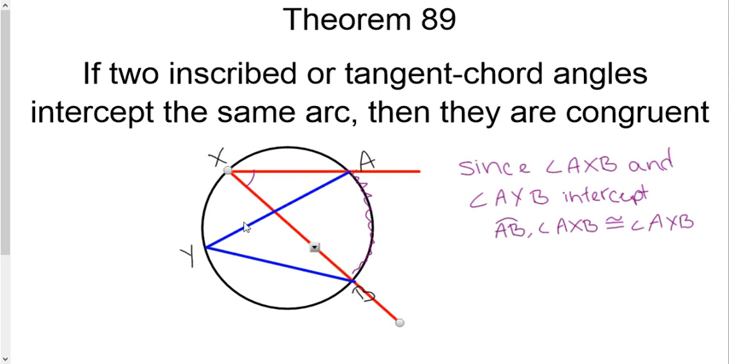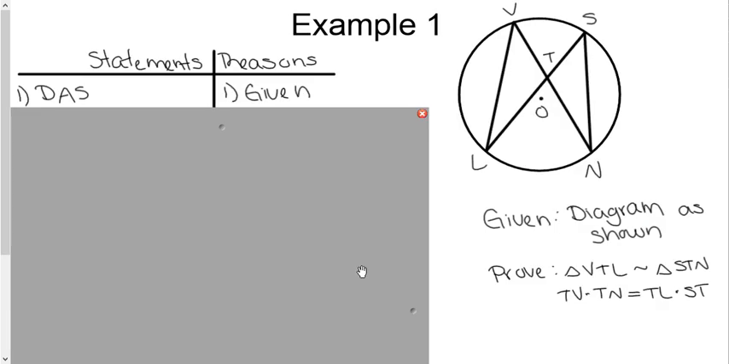Same goes for my blue angle right here, angle AYB. Let me highlight that. It also intercepts arc AB. How I know that is if I extend the lines again on this angle, arc AB is between them. So these two angles are congruent because they intercept the same arc. And here's a proof where we're going to use that theorem.